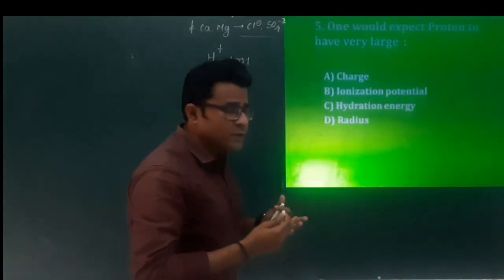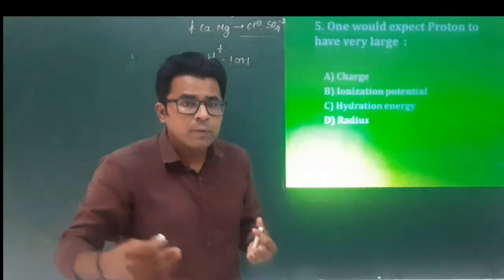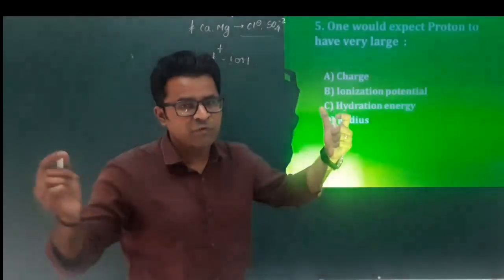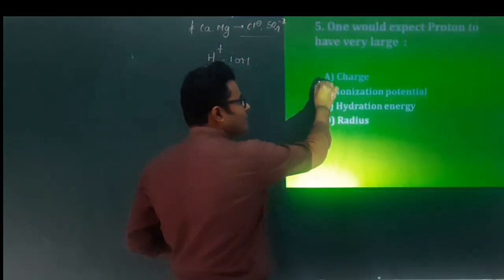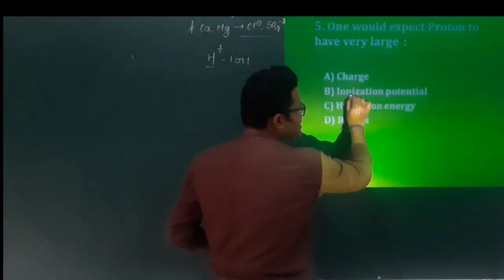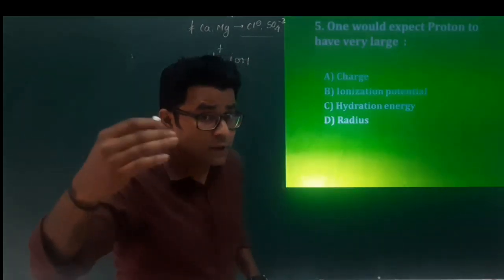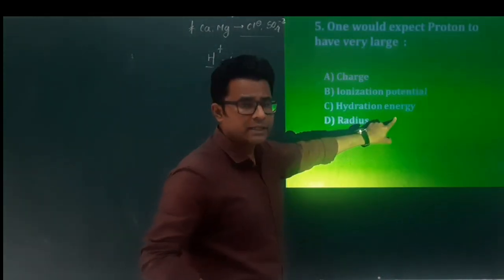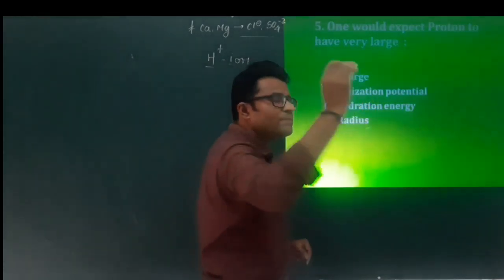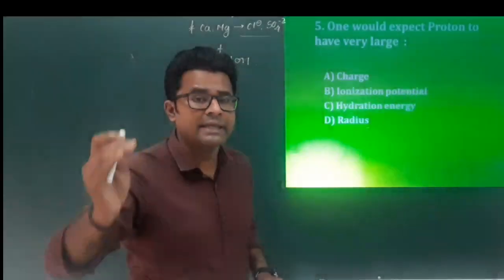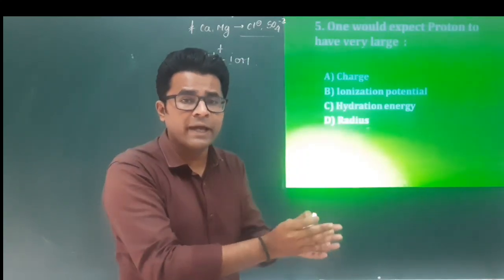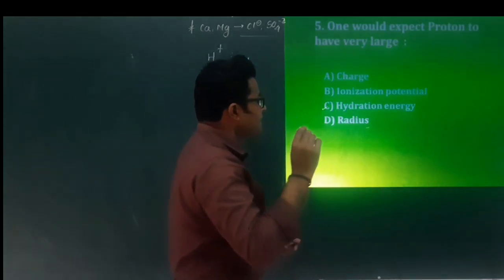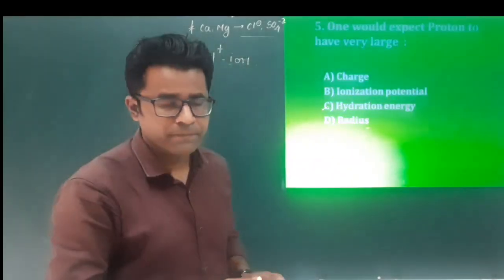Ionization potential, no, it has already lost an electron, so we cannot expect the ionization potential here. Charge remains at +1. Okay, so +1 is a smaller charge. Hydration energy seems to be the correct answer because the radius is also small enough for any cation when we compare it to that of the parent atoms. So therefore, in this particular case, it is the hydration energy.